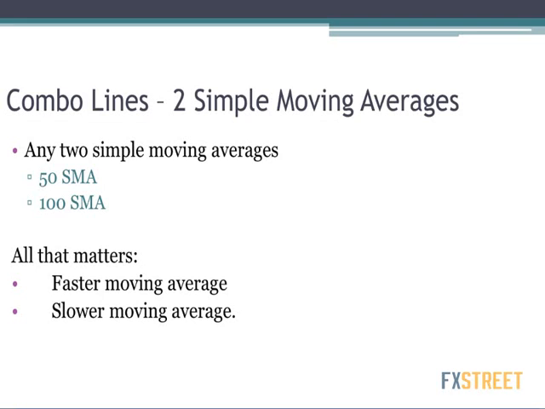So all this is going to be about finding repeatable patterns, and I start with two simple moving averages. And again, my favorites are the 50 and the 100. Doesn't matter. There's nothing magical about those two numbers. All that matters is that you pick your two favorites and then you stick with them. Don't change them up too often. One is a faster moving average that's considering a smaller amount of data, and one is a slower moving average that's considering a much greater amount of data.